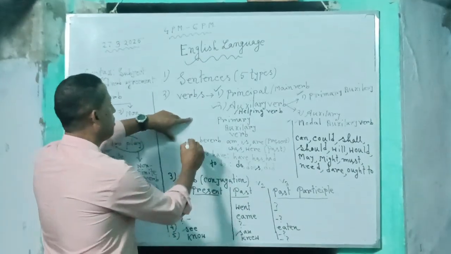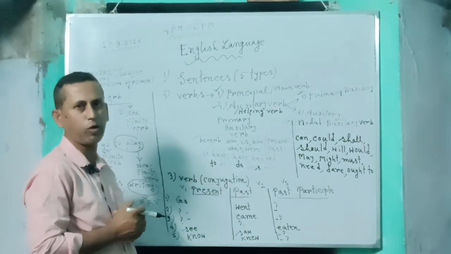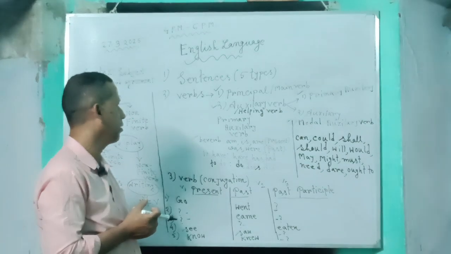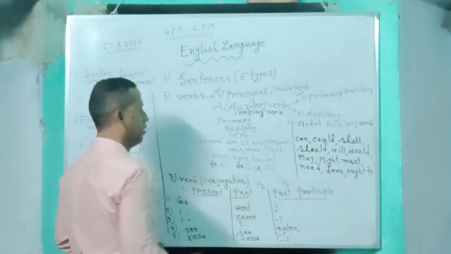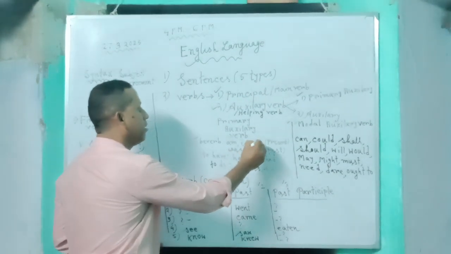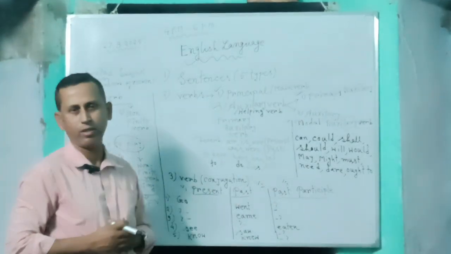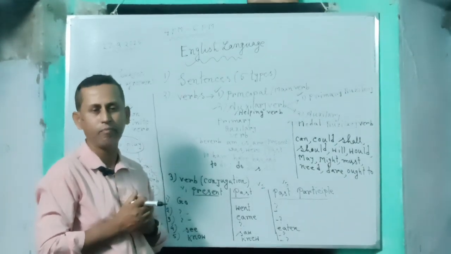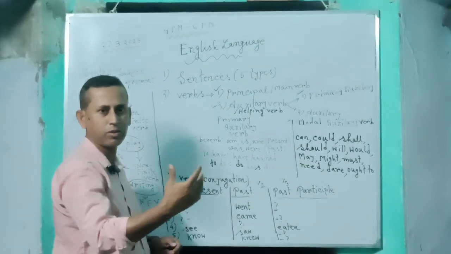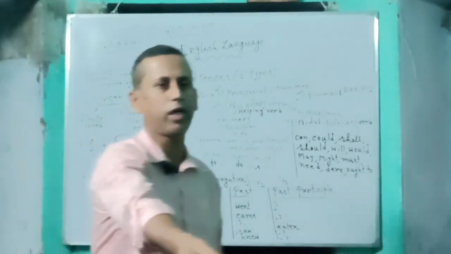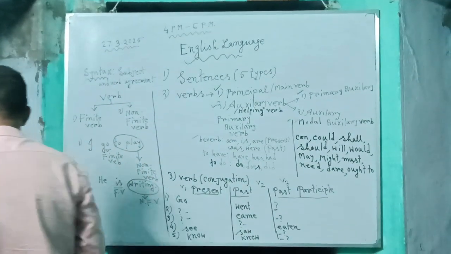The primary auxiliary means, in English grammar, the be verb is very important. Simple be verb: I am, we are, you are, he is and they are. This is the basic verb. This "am" is present tense. Sometimes there is the past tense, so the past tense is very important, like the present tense.